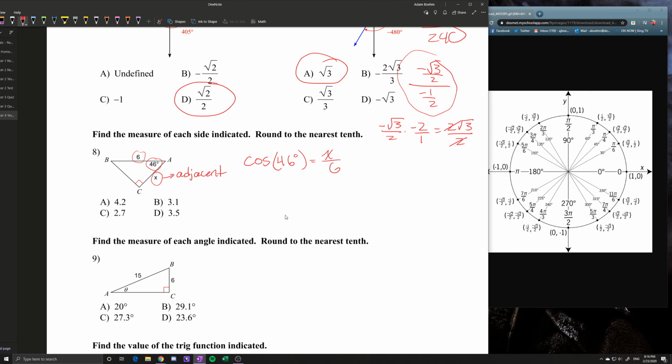When we solve for x, we multiply both sides by 6. And then we plug this into a calculator and get an answer. So when we do that, 6 times cosine of 46 degrees is 4.167. If we round that to the nearest tenth, we get 4.2, which is A.